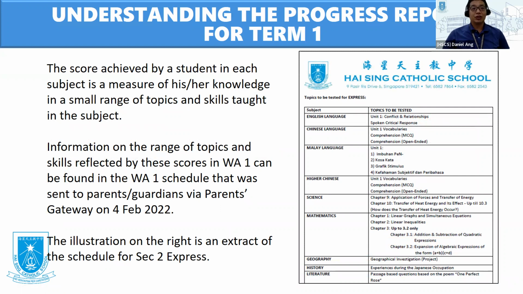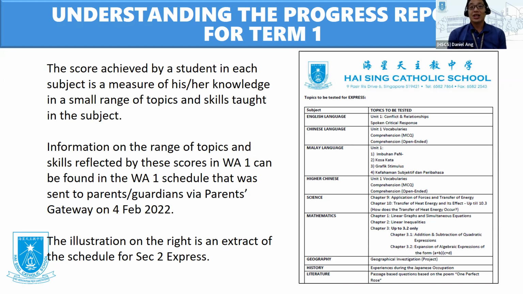Information on the range of topics and skills reflected by the scores in WA1 can be found in the WA1 schedule that was sent to parents via Parents Gateway on 4th February 2022. The illustration on the right is an extract of the schedule for Sec 2 Express. For the relevant schedule, please refer to your own Parents Gateway notification.